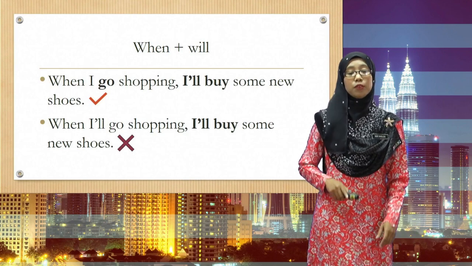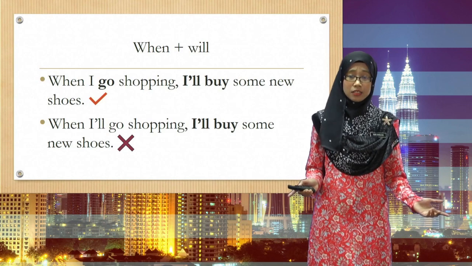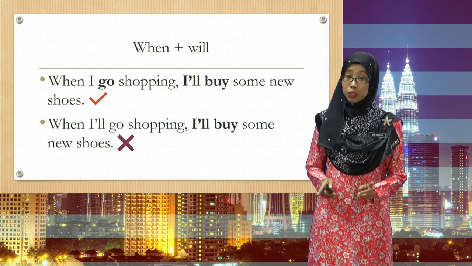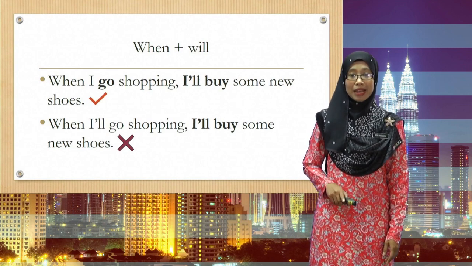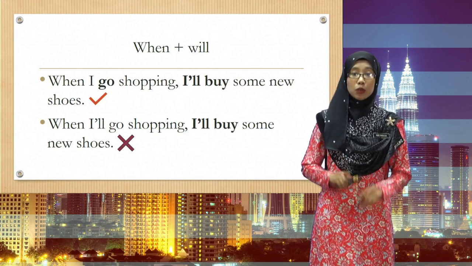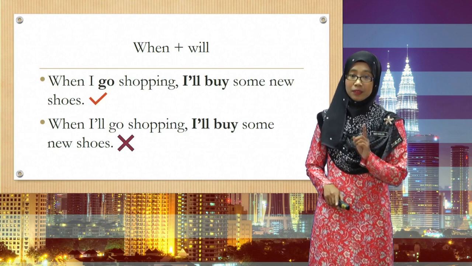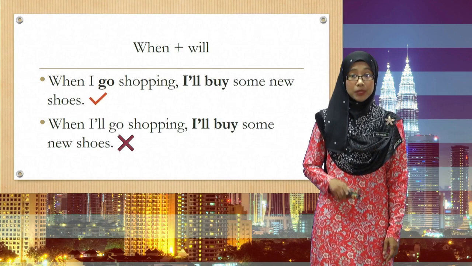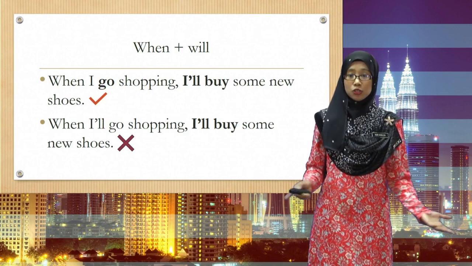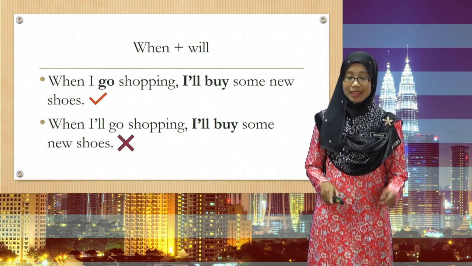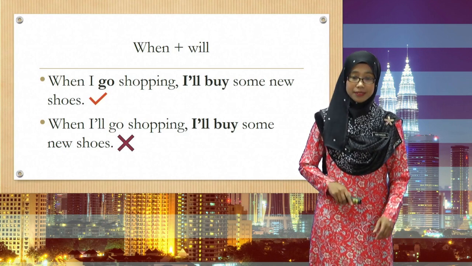For your information, in sentences about future, we use simple present tense after when. Go is the verb in simple present. So that's why this sentence is correct.